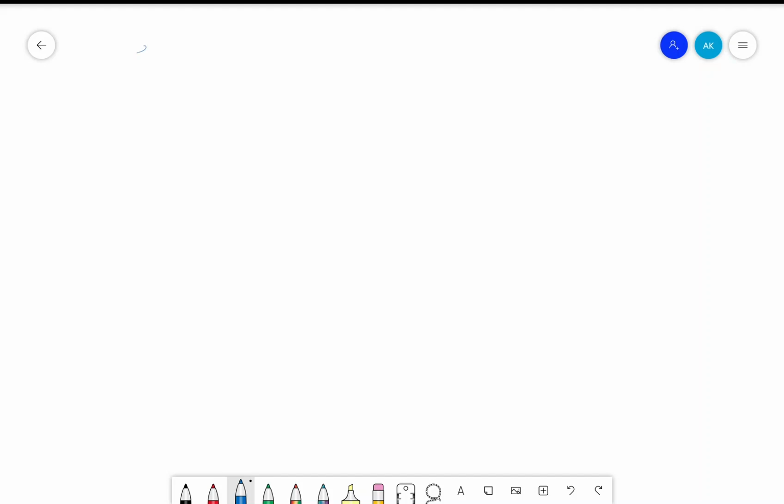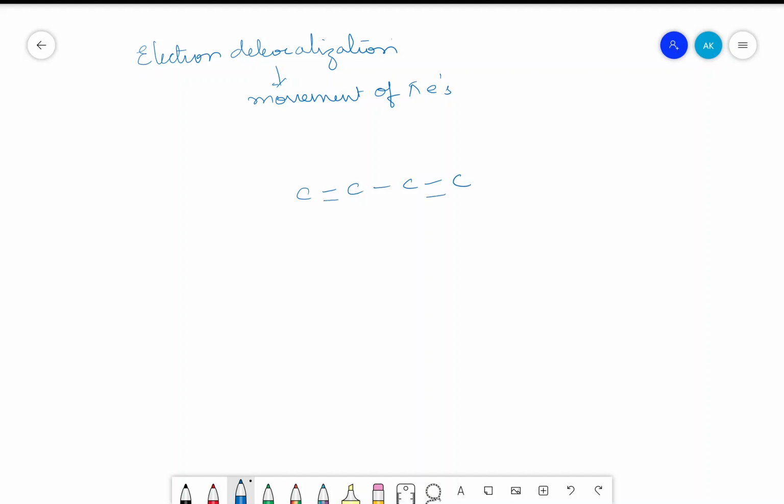has double bonds which undergo electron delocalization. What is electron delocalization? Electron delocalization is nothing but movement of pi electrons from one position to another. For example, giving you one example of butadiene. There is no need to specify hydrogens here, but what happens here is the double bond here will go from here to here, and then this will go from here to here.